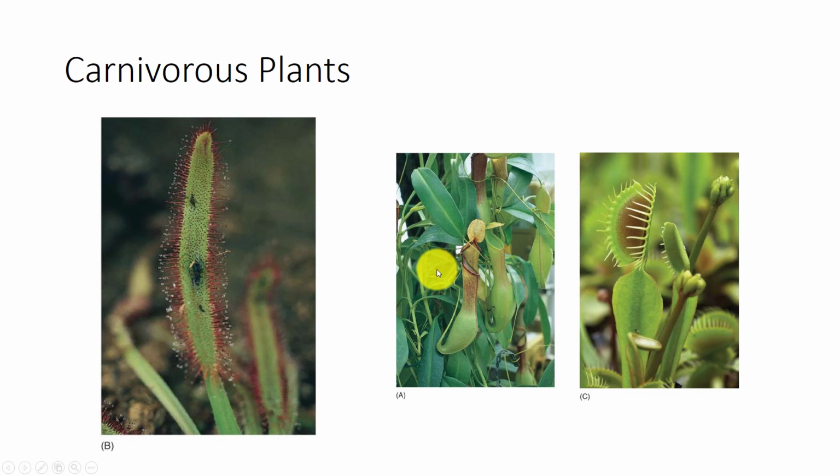Trap leaves can be classified as either active leaves that move during capture or passive leaves incapable of movement. That concludes this section on the internal anatomy of leaves and the types of specialized leaves.